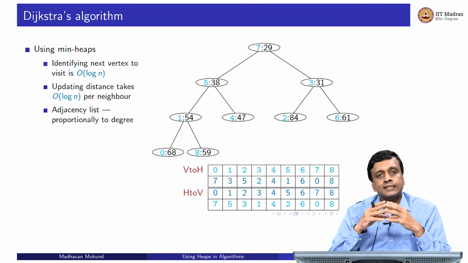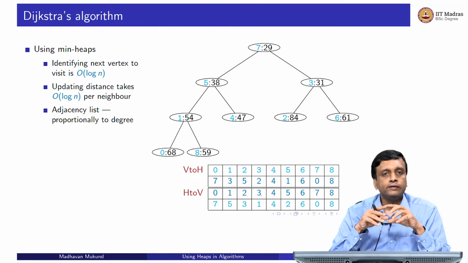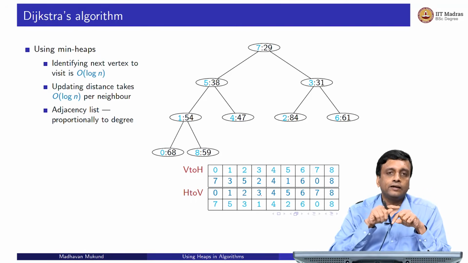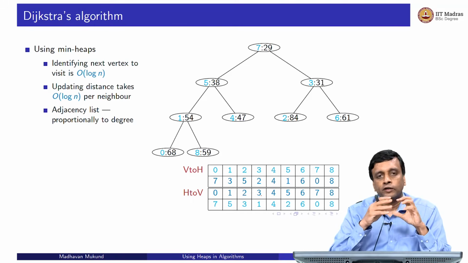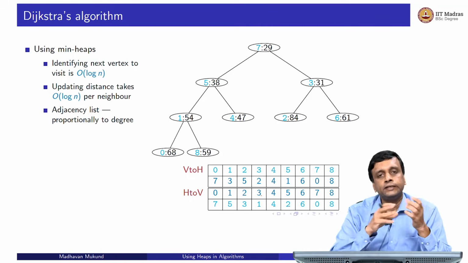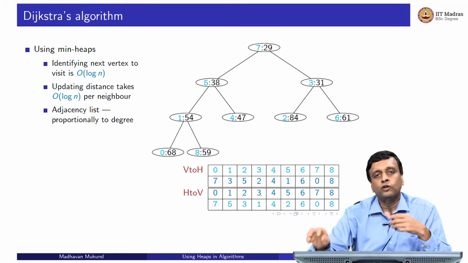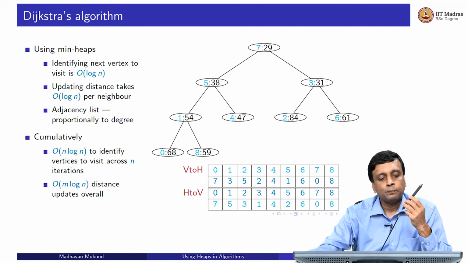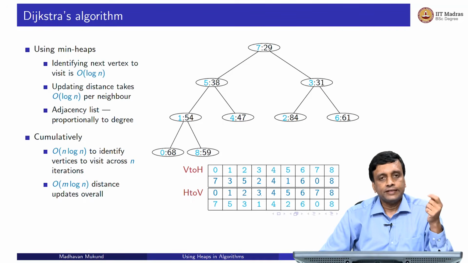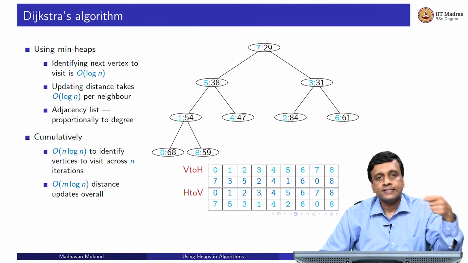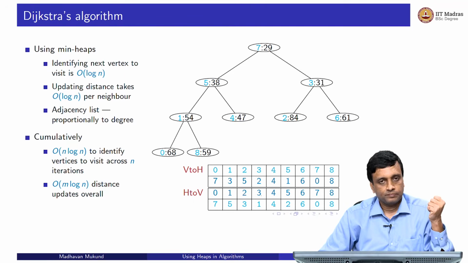But if I am keeping an adjacency list, as we saw before, then I can efficiently enumerate its neighbors by just walking down the list. So the work I will do for a given neighbor is proportional to the degree of that neighbor. Therefore, if I visit n vertices, each time I have to choose the vertex to visit, and that takes log n time. So I take n log n time to identify the sequence in which I visit vertices.